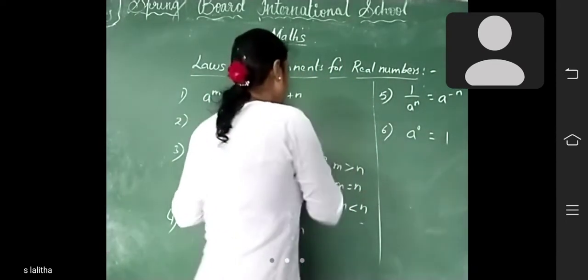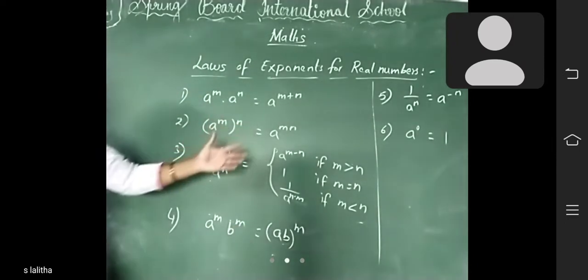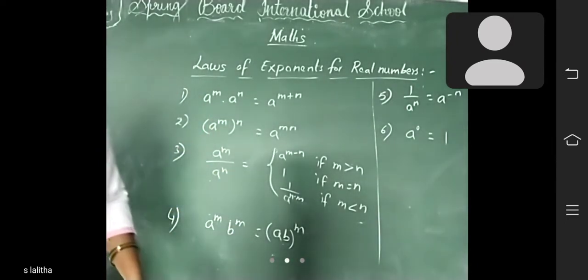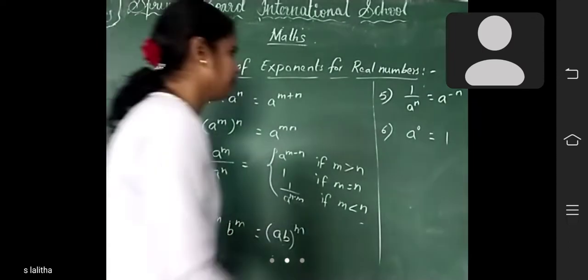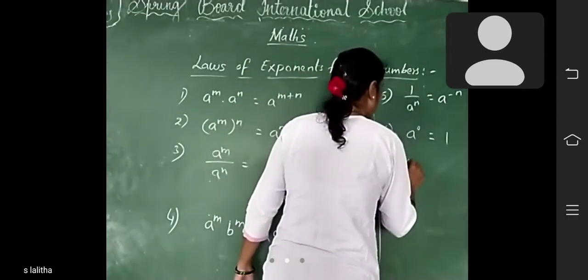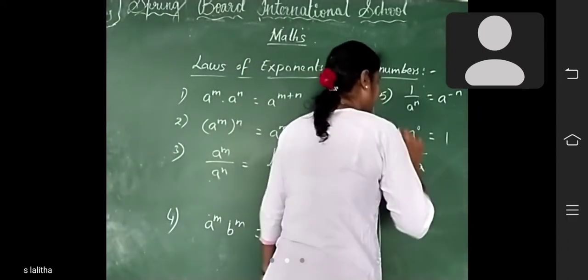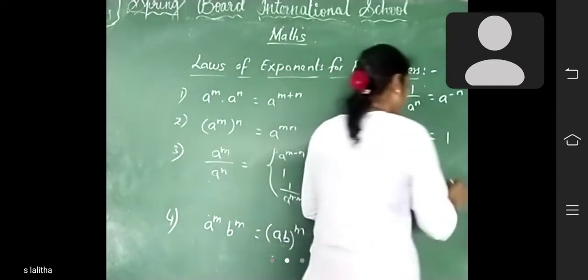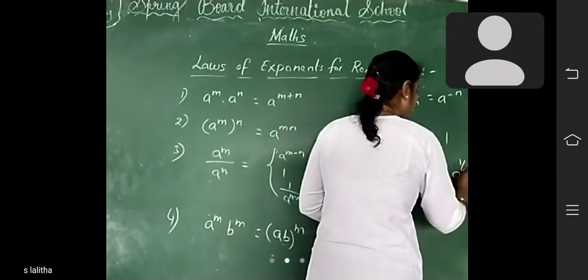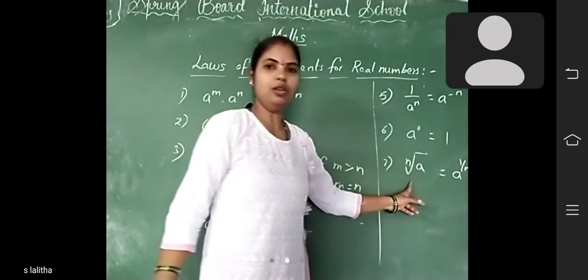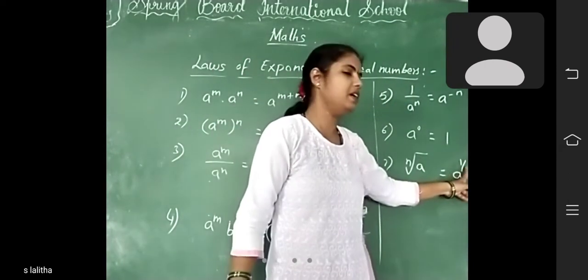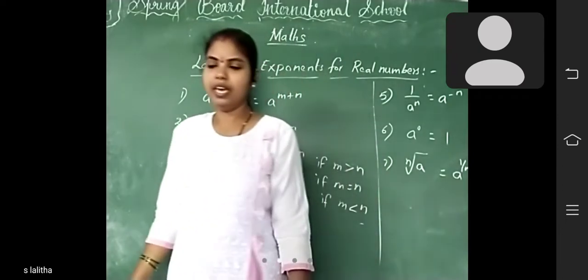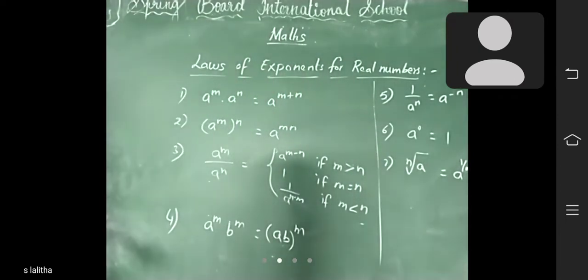And these are already we learned in previous classes. Next, new law is nth root of a. What do you call this one? Nth root of a. How can you write this one? a power 1 by n. Nth root a can be written as a power 1 by n. Okay, this is the last one.